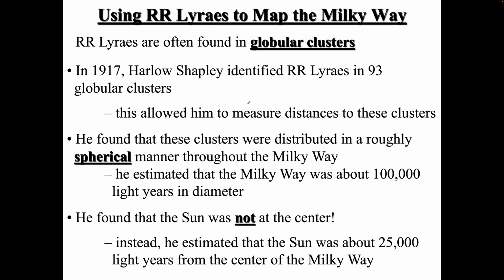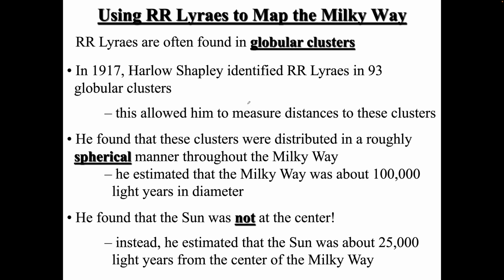So in the 1970s, actually, Harlow Shapley identified that there are 93 globular clusters in our Milky Way. This allowed him to measure the distances to these clusters. And he found that these clusters are distributed in a roughly spherical manner, and that's the nature of the globular cluster, as you know. And his estimate was the Milky Way is around 100,000 light years in diameter.